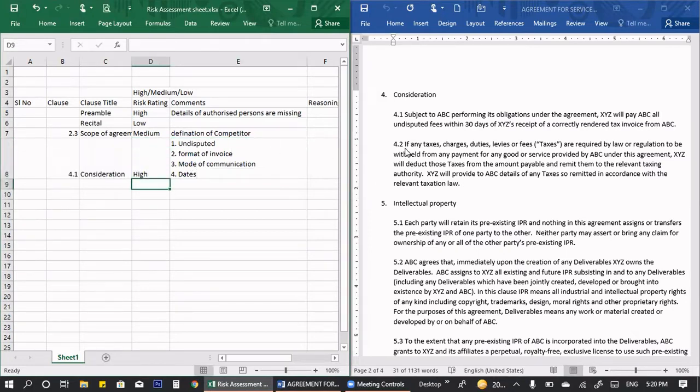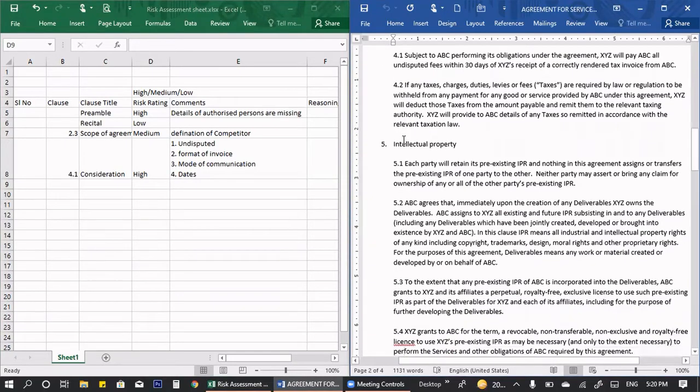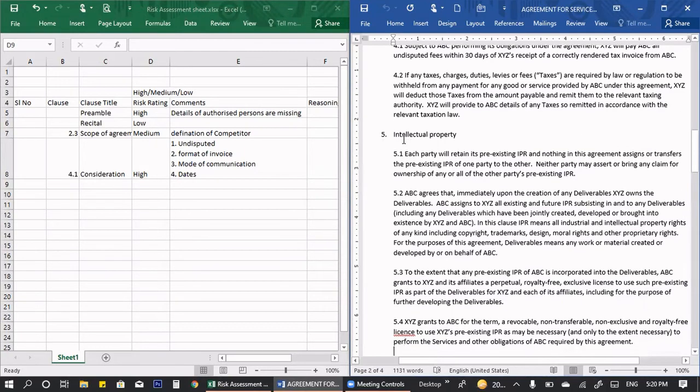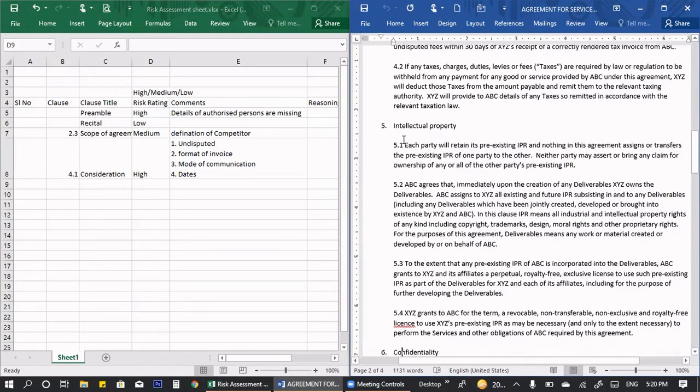And then moving forward, 4.2 is, if any taxes, charges, duties, levies, or fees are required by law or regulation to be withheld from any payment for any goods or services provided by ABC under this agreement, XYZ will deduct those from the amount payable and remit them to the relevant taxing authority. XYZ will provide details of the taxes so remitted in accordance with the relevant taxation law. Okay, fine, no problem with that. That is a taxation clause.